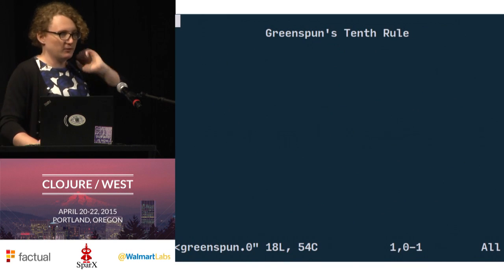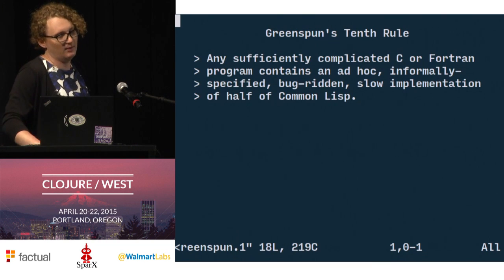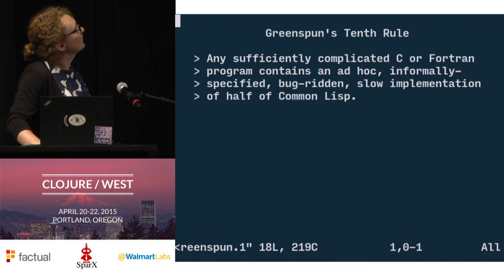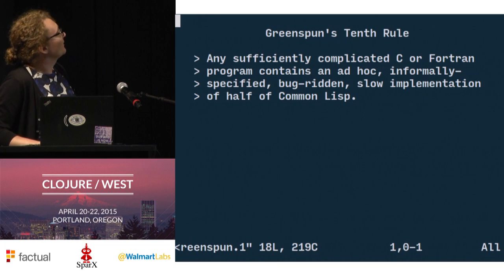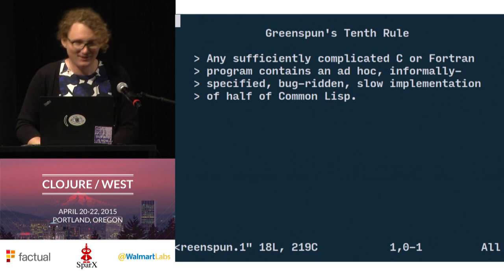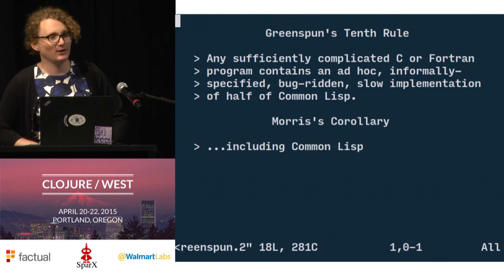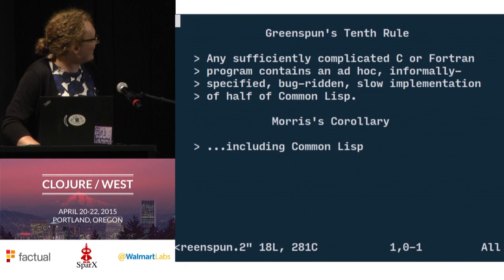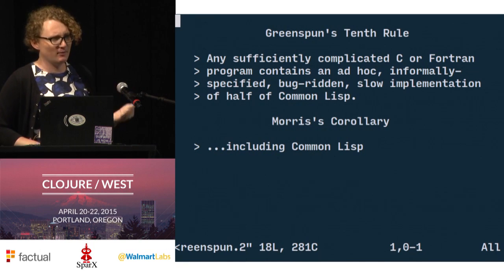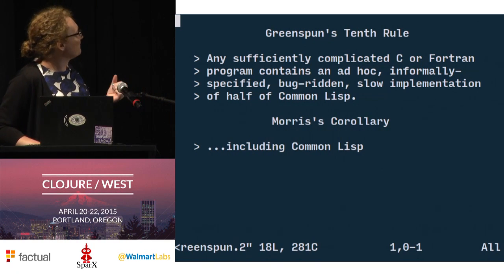You may have heard of Greenspun's Tenth Rule. If you haven't, this is how it goes. Any sufficiently complicated C or Fortran program contains an ad hoc, informally specified, bug-ridden, slow implementation of half of Common Lisp. And there's also Morris's corollary, which says including Common Lisp. And I'm not sure if that means Common Lisp programs or the Common Lisp project itself. Either way.